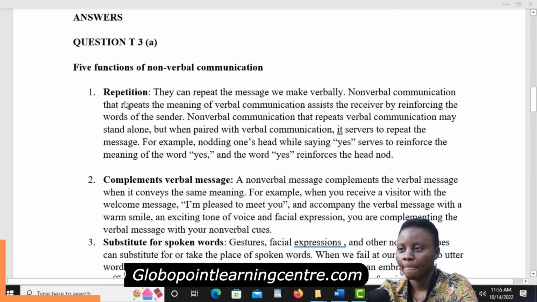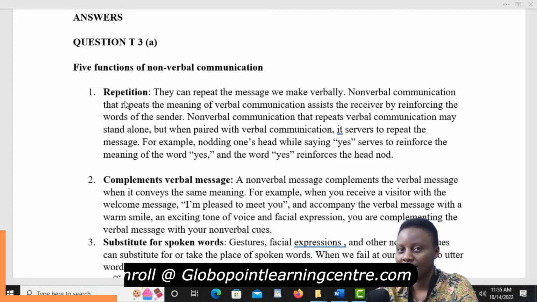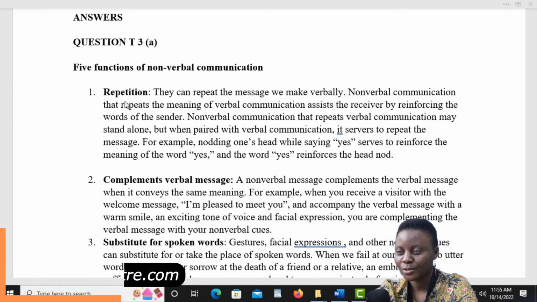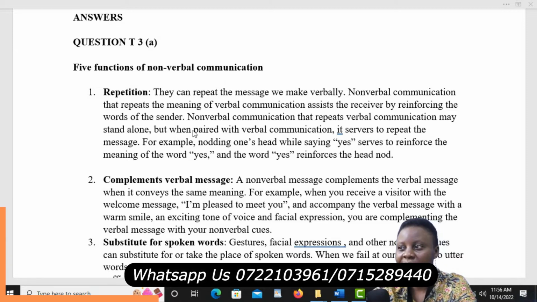Number 1, repetition. It repeats what has been said verbally. Sometimes you can say yes, and at the same time you nod your head up and down, to mean you are emphasizing the verbal cue that you had already uttered. So by saying yes and at the same time nodding your head, you are repeating the answer non-verbally, using the gesture of a head nod. So nonverbal communication can be used to repeat what has been said verbally.